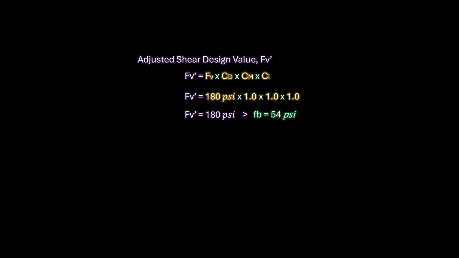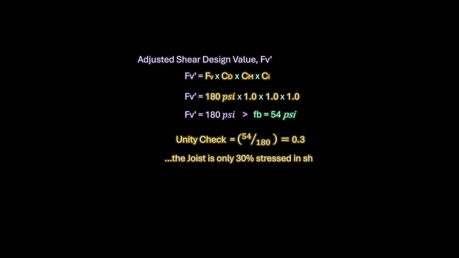This is greater than the actual demand shear stress of 54 pounds per square inch, which we determined was the maximum design shear stress based on the loading. The unity check is 0.3, meaning that the joist is only 30% stressed in shear. This means that the joist is adequate in shear.